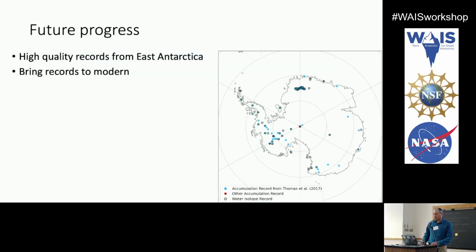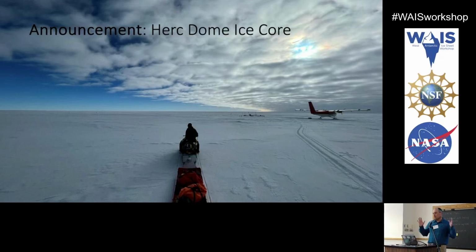So for future progress in understanding this, I think one of the biggest challenges is getting high quality records from East Antarctica. And you need them from at least semi-coastal spots where you can resolve annual variations confidently. Then I think the other challenge is to bring these records into the modern and to be able to look at this up until 2020, and also blending the records together. So that ends that portion.